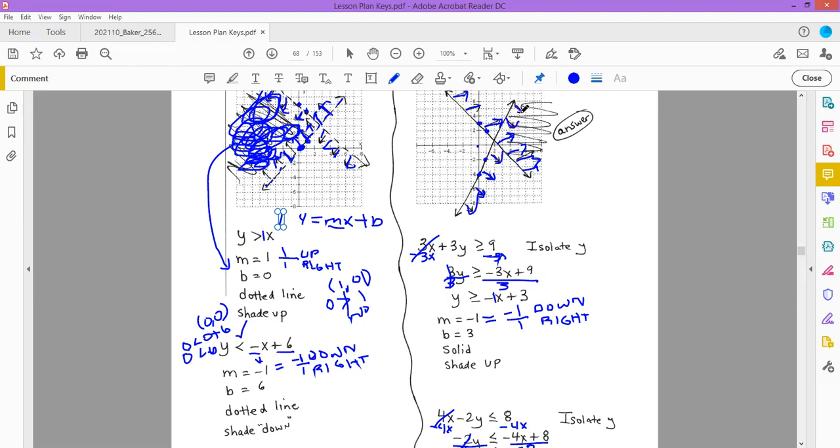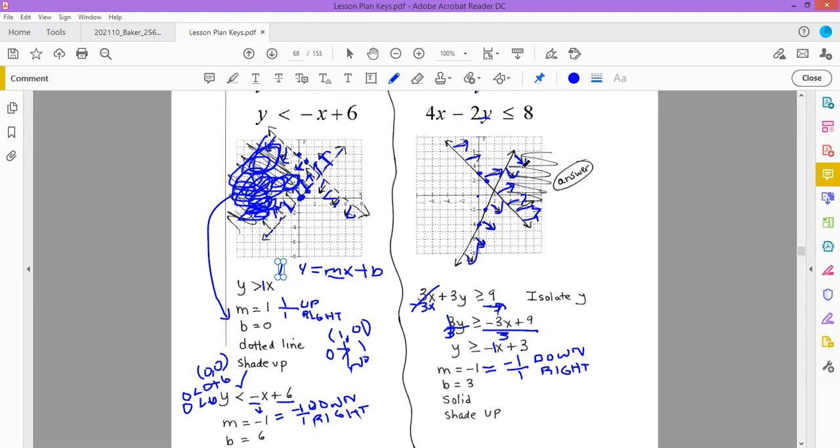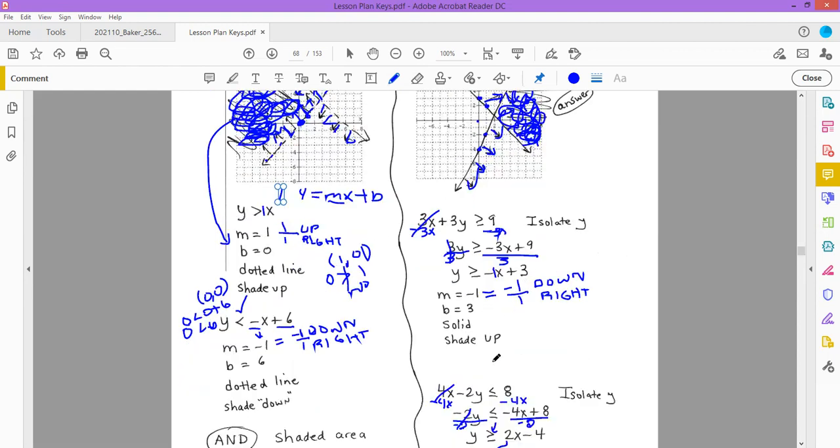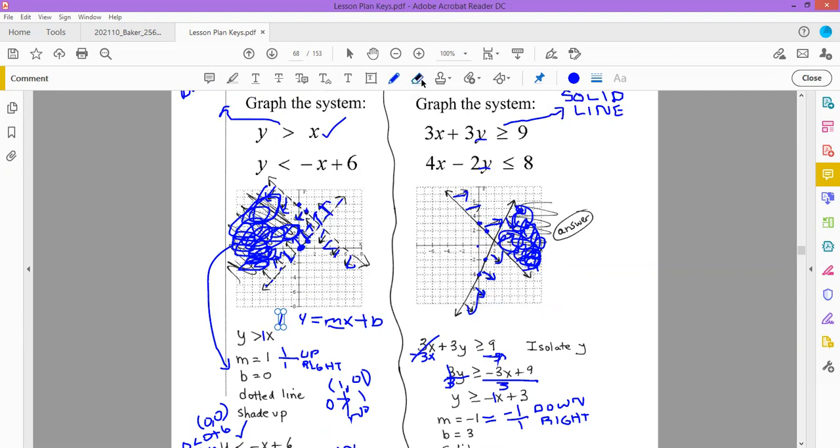Now, which of these sections is shaded two times? That's this section here. This is where our solution will lie. All right, when we test (0, 0), 0 is less than or equal to 8, actually. So let's look at this again.